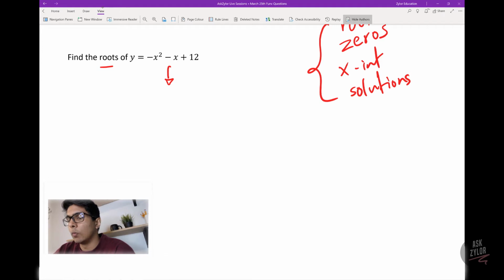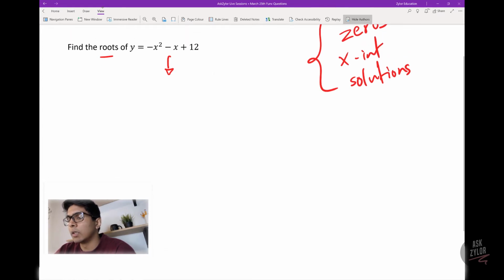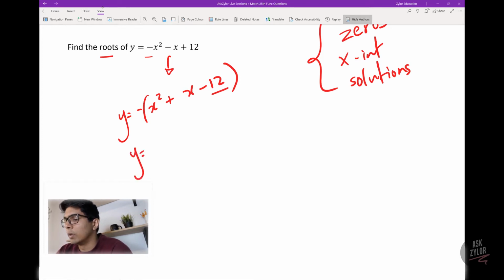So once again, we're going to try and factor this, but this is a little different. We have a negative coefficient, so we don't really like negative, so we're going to try and factor out the negative 1. So I'm just going to put a negative outside to give me x squared plus x minus 12. It makes factoring a lot easier. So the next step is, once again, we're going to analyze negative 12, and then find factors for negative 12 that add up to plus 1.